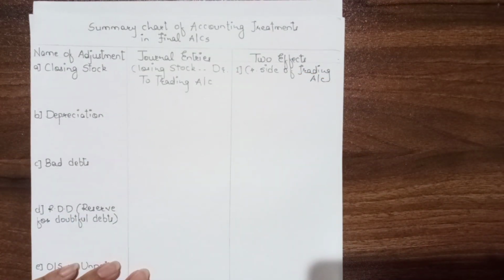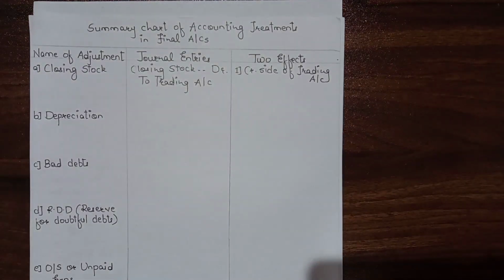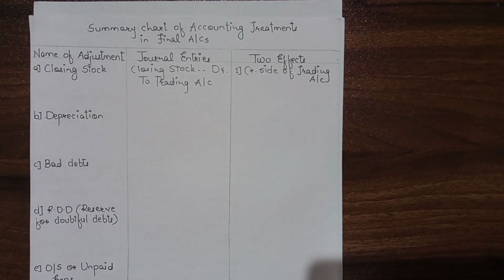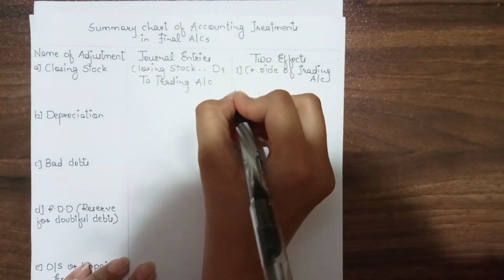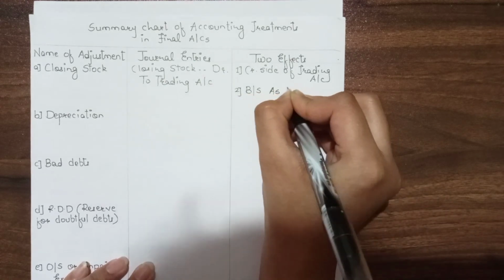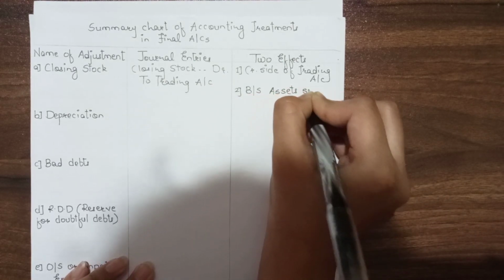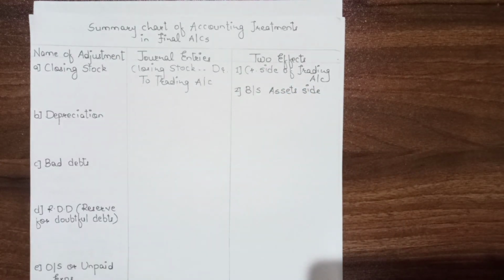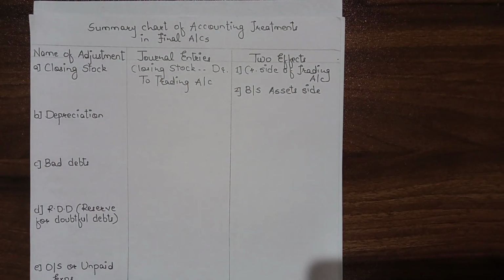And the second effect is going to appear in the balance sheet on the asset side. I'll write here balance sheet, asset side. So these are the two effects of the closing stock adjustment. Remember this chart, keep it in your mind, and while you are solving adjustments that are given under your trial balance in the question, just take this chart in front of you and then you can solve the question.